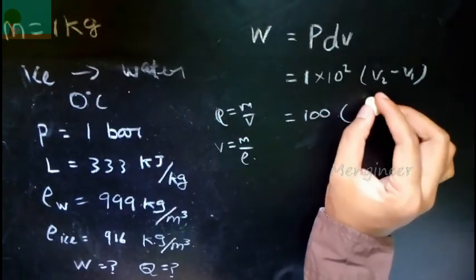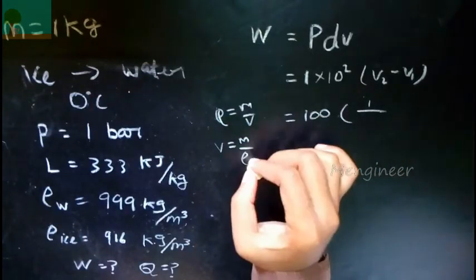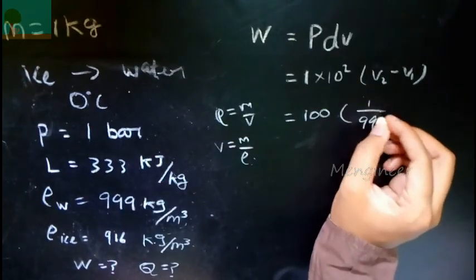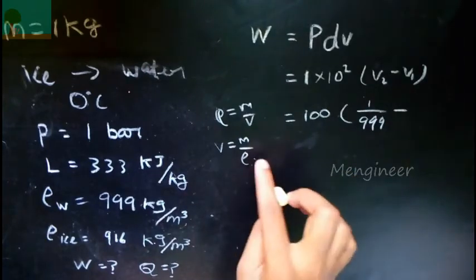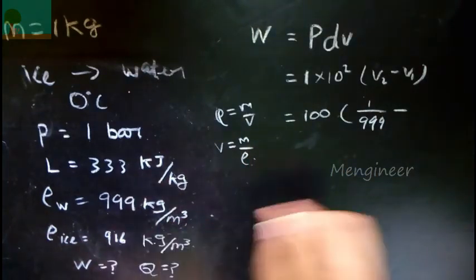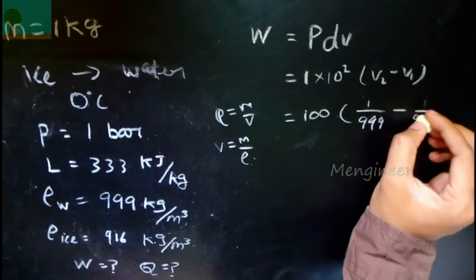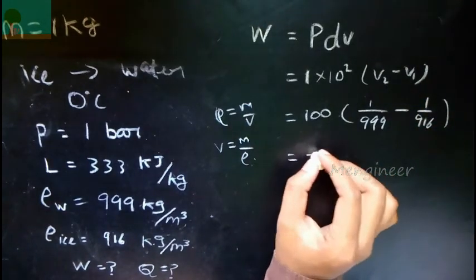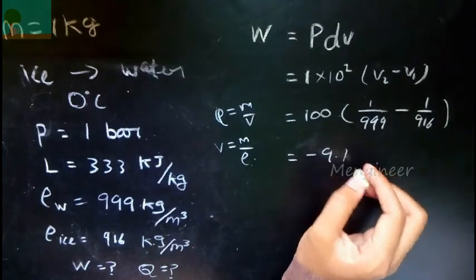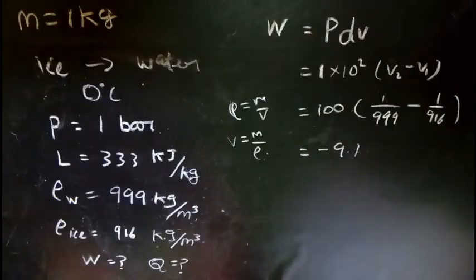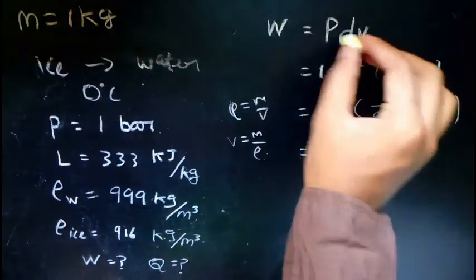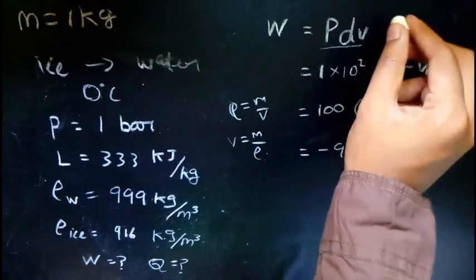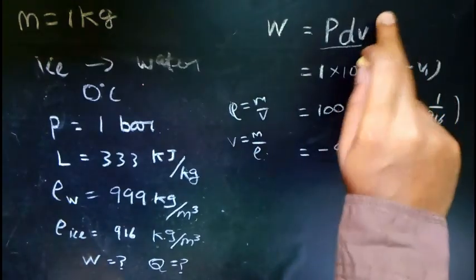So here V2 is water and V1 is ice. So for V2, mass value is 1 and the density of water is given as 999. So just substitute these values. For ice it is 916, so again the mass will be 1, so 1 by 916. So after solving this you will get the value for work. Solving these kind of problems you have to choose the formulas correctly. So PdV, here we are using PdV as the work formula, hence it is a closed system.